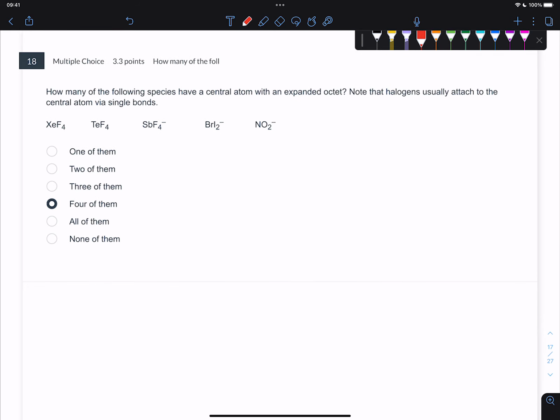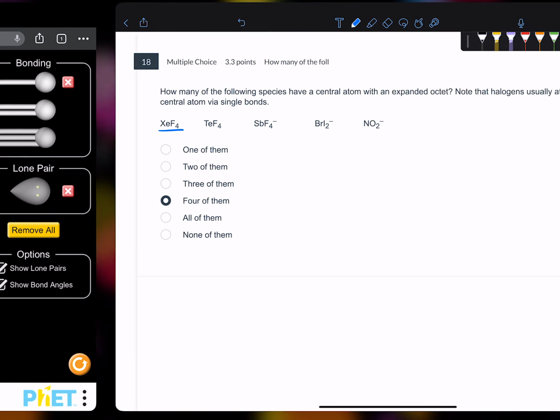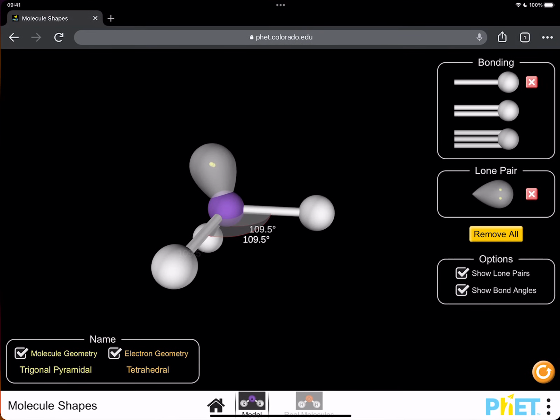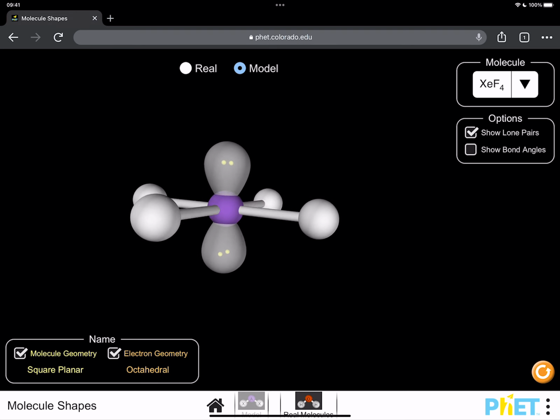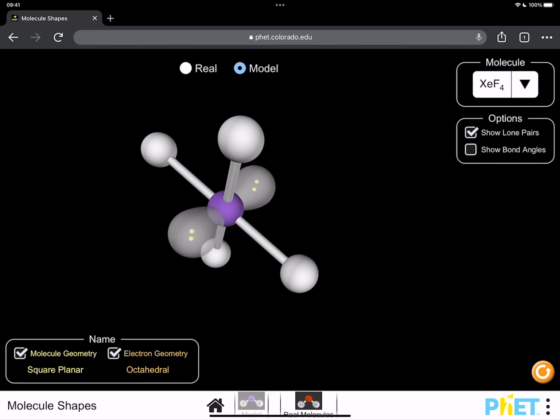18. How many of the following species have a central atom with an expanded octet? Note that halogens usually attach to the central atom via single bonds. So again, you had to draw these out. Xenon tetrafluoride. And after seeing these for a while, you kind of start to memorize the shapes and what they tend to look like. But xenon tetrafluoride actually has it on here. Xenon is one of those things that can do an expanded octet. So here it is. This shape right here is square planar.